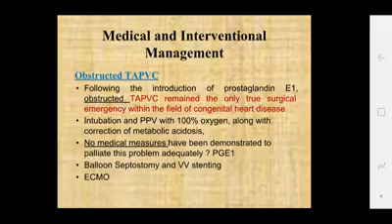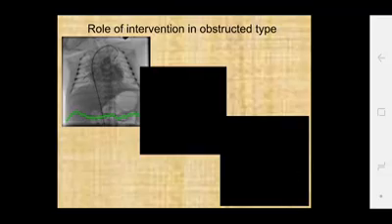Sometimes it's necessary to use ECMO also to stabilize the patient until the surgery becomes available. So obstructive total anomalous pulmonary venous return is a true surgical emergency within the field of congenital heart disease.